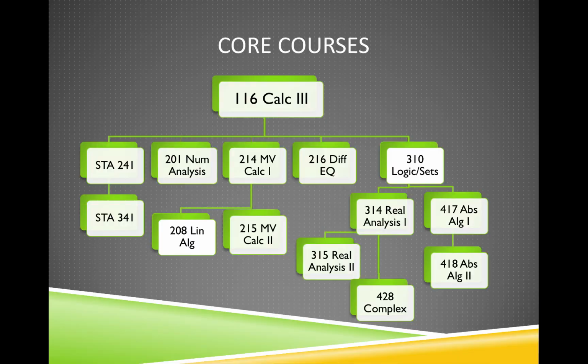Let's start by reviewing the core math classes as they appear currently on quarters. So the core starts with Math 116, which is the Calc 3. So you go through calculus, you get to that Calc 3, and then the rest of these courses pictured here are the core. We have the two statistics and probability courses, 241, 341. Numerical analysis, which also has a prerequisite of CS 128, not pictured here. We have the two multivariable calculus courses, the linear algebra and differential equations, and then we have Math 310, the logic and set theory class, that is the gateway to go into the real analysis, abstract algebra, and complex analysis courses.